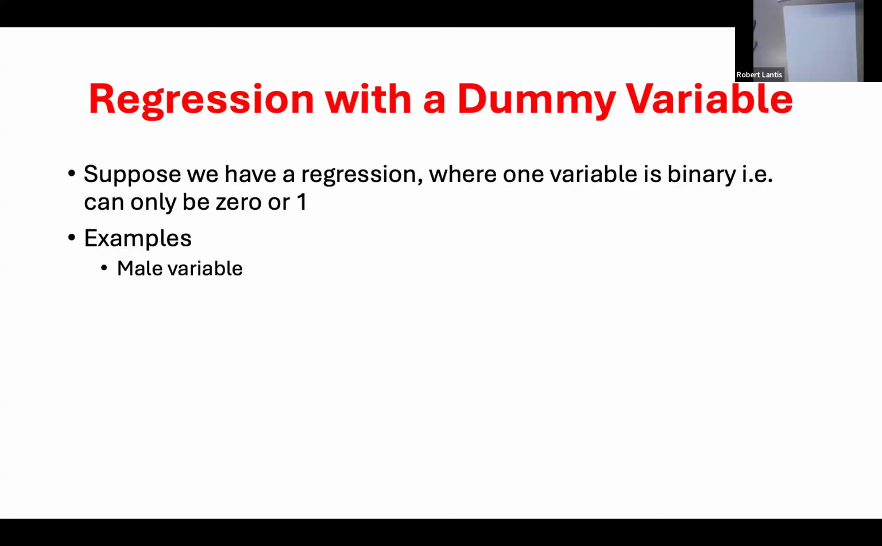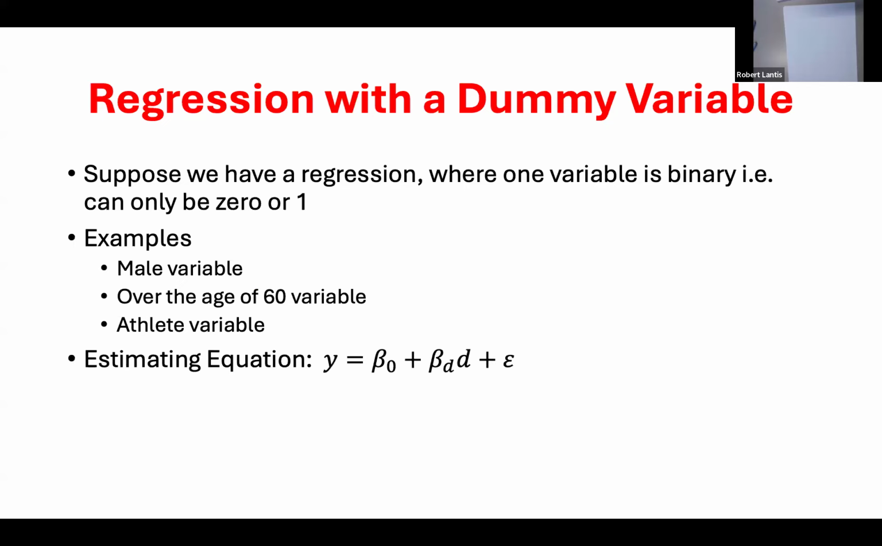I could use an identifier for one if the person was over 60, zero if not. If I was trying to predict SAT scores from whether or not they were a student athlete, a one every time I had a student athlete in my data set, zero every time that they're not. So our linear regression equation will look exactly the same.